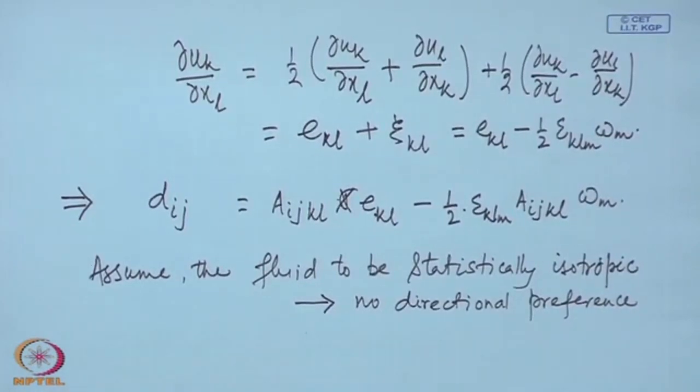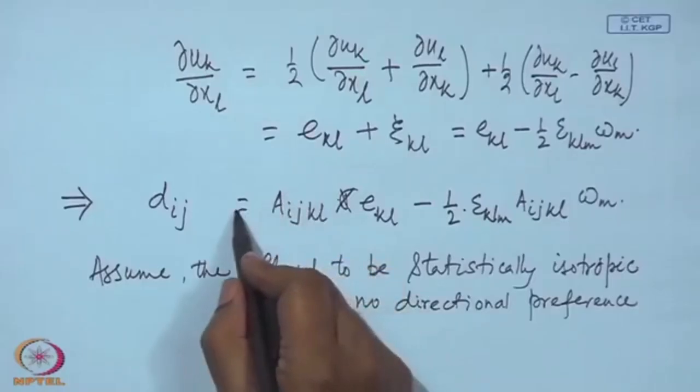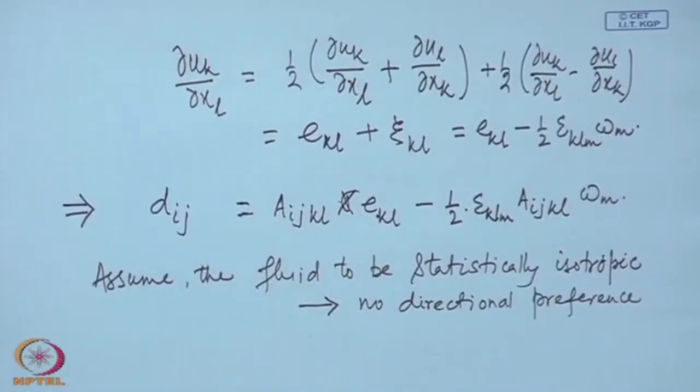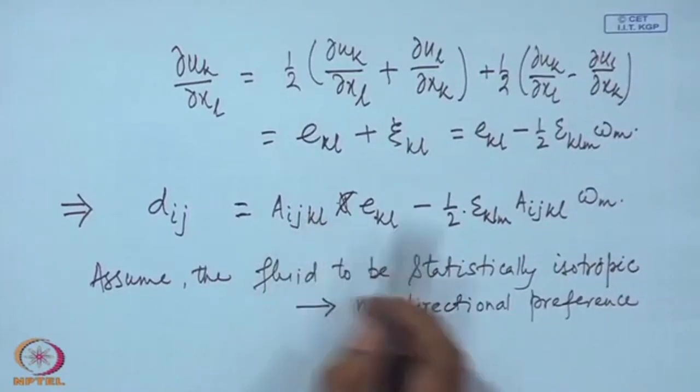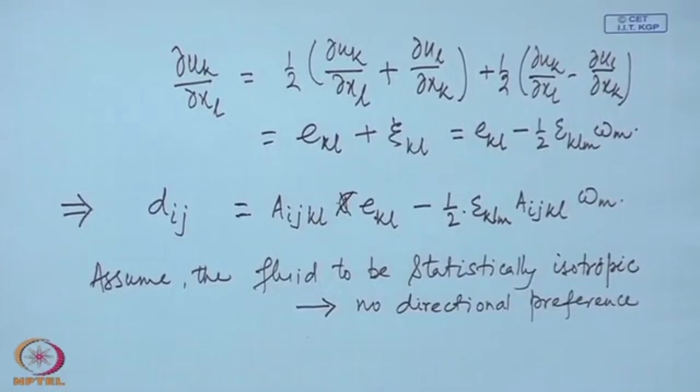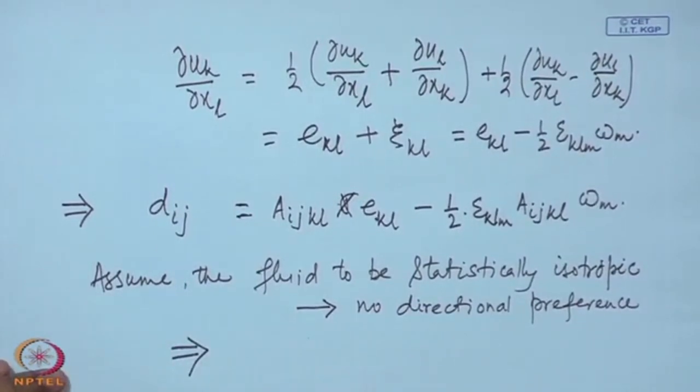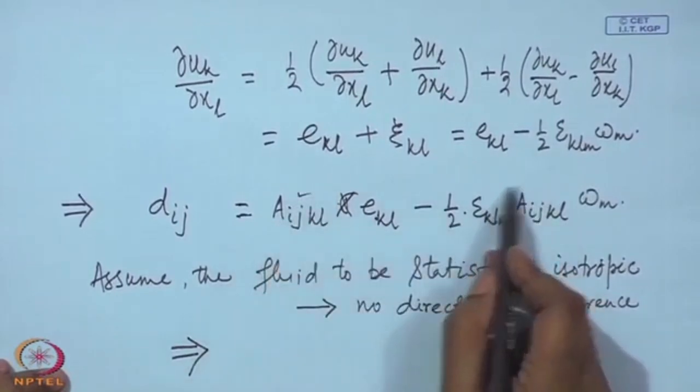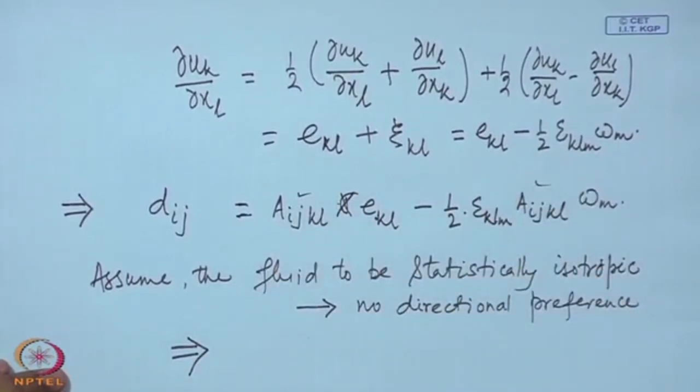Now, if we assume the fluid to be isotropic, the stress tensor will behave in that way. It will have no directional preference irrespective of the orientation, it will remain invariant, and that is possible if A i j k l is also an isotropic tensor. This will be possible if A i j k l is an isotropic tensor. So, this is the meaning of this assumption, that is why we have made this assumption, that the coefficient matrix A i j k l is an isotropic tensor.